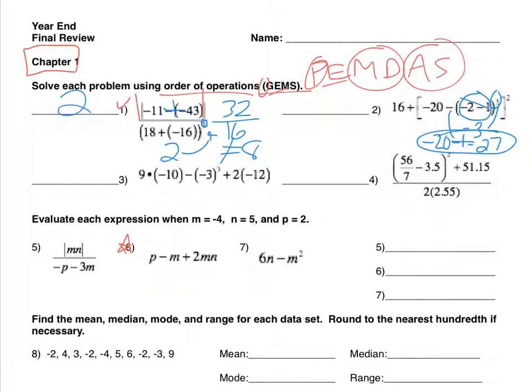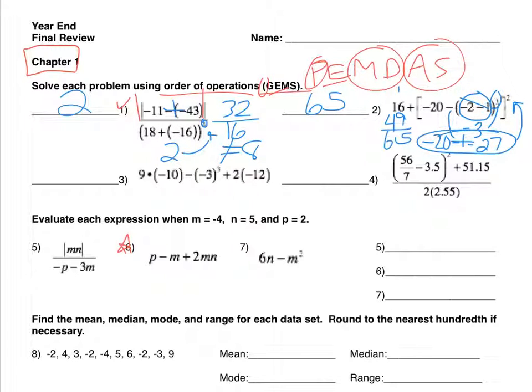And then all of that in the bracket gets raised to the 2nd power. So we have 7 squared, which is 49. And then finally, 49 plus this 16 out here is 65. So number 2 is 65.